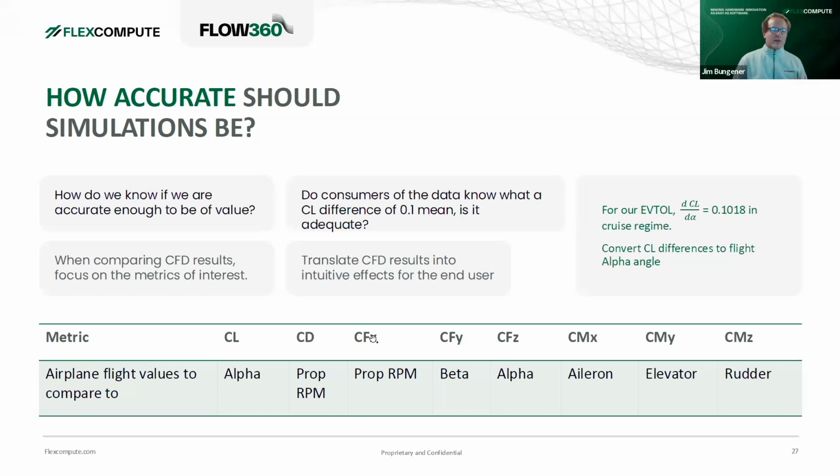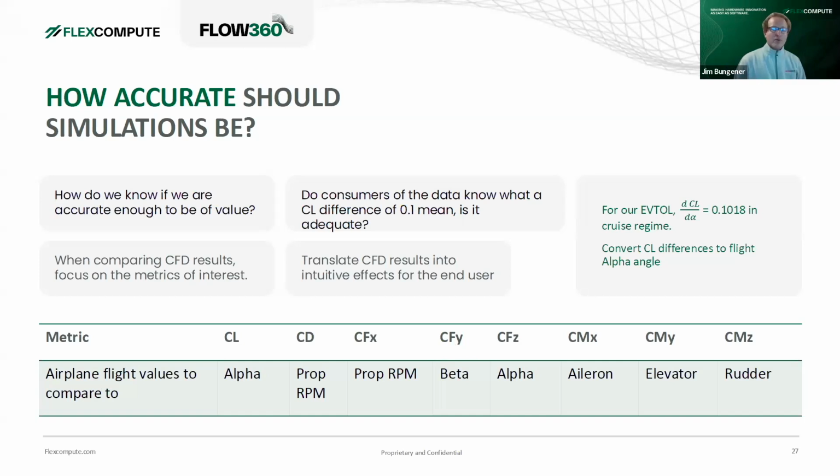CFX is very similar to CD. You can also translate it into propeller RPM. CFY, your side force, you could translate that into beta. You could tell the pilots, the difference between these two curves is so many degrees of sideslip beta. CFZ is similar to CL, related back to alpha.